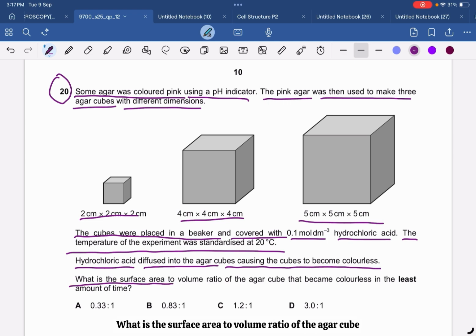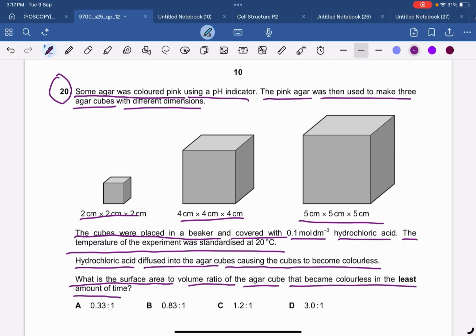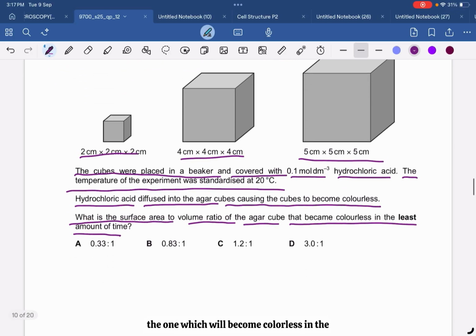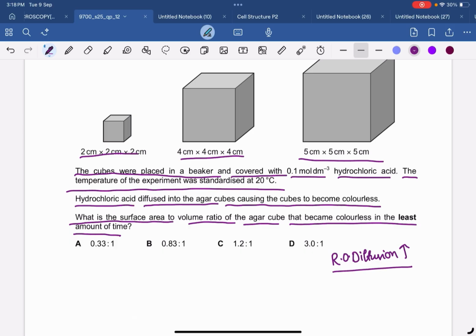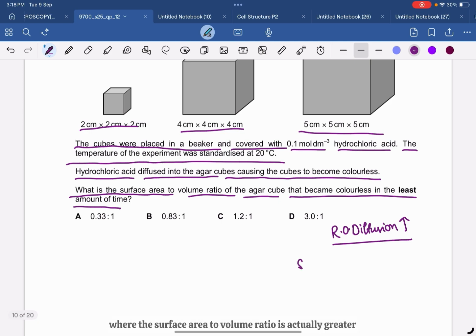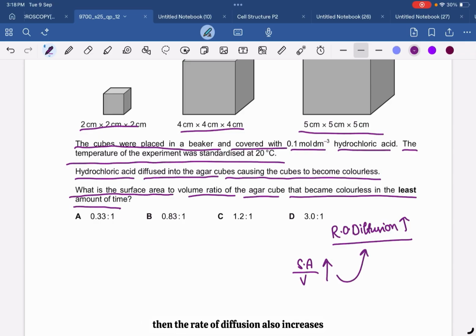What is the surface area to volume ratio of the agar cube that becomes colorless in the least amount of time? Basically, the one which will become colorless in the least amount of time would have a greater rate of diffusion, right? In that agar block, there would be a greater rate of diffusion, so it will become colorless early. And the rate of diffusion is greater where the surface area to volume ratio is greater. If there is more surface area to volume ratio, then the rate of diffusion also increases.